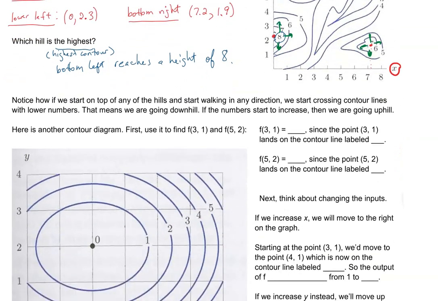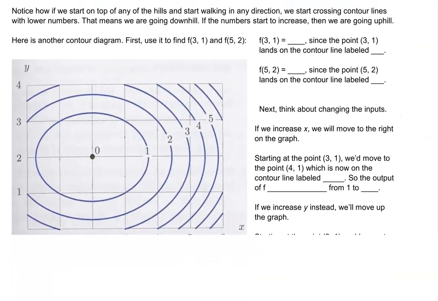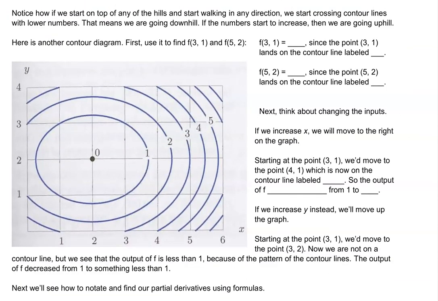So here's another contour diagram. We're actually going to try to calculate some partial derivatives with this. So notice, here is another contour diagram down below. First, use it to find two locations, f of 3,1 and f of 5,2. We'll start with f of 3,1, and the number that's going to go in the blank is going to be the contour line that it's on.